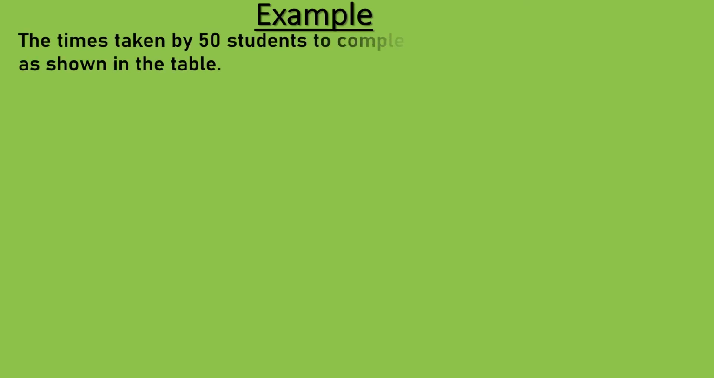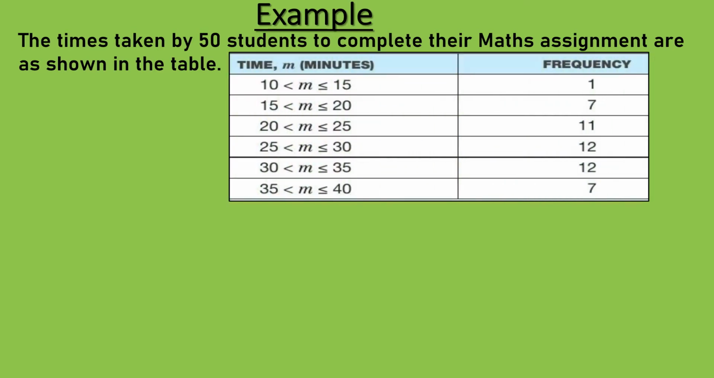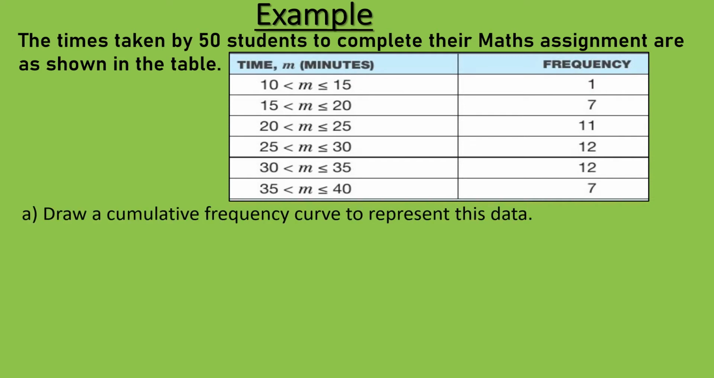Example: the times taken by 50 students to complete their maths assignment are as shown in the table below. This is the table where the first column denotes the time m in minutes and the second column shows us the frequency. The first question: we are required to draw a cumulative frequency curve to represent this data.